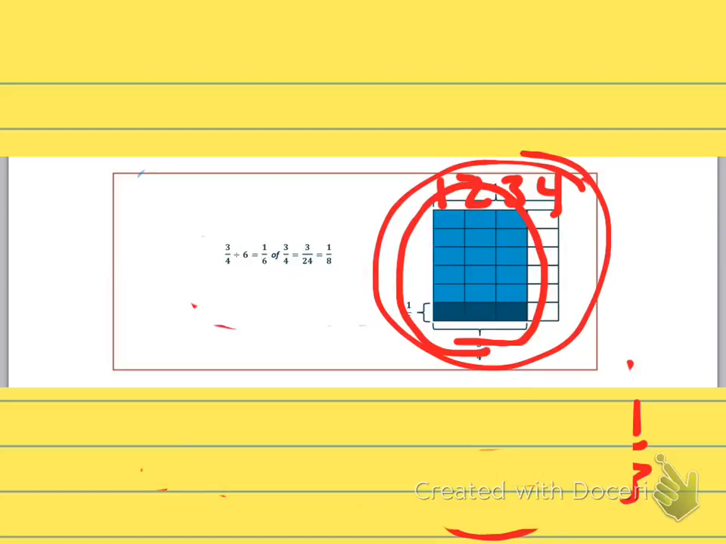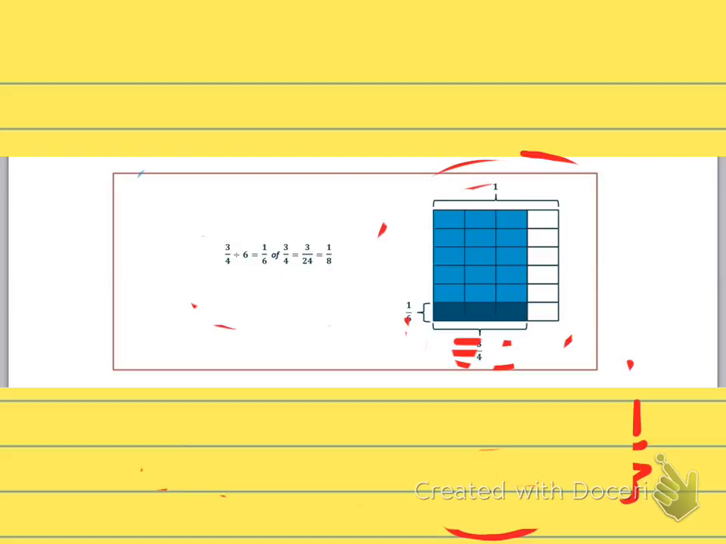Now we have to break it down to how much each friend would get. Pretty much what I did in the previous slide, you see the explanation here. It became 1/6 of 3/4. So then we had to split this into 24 equal pieces, and then each friend would get 3 out of 24.